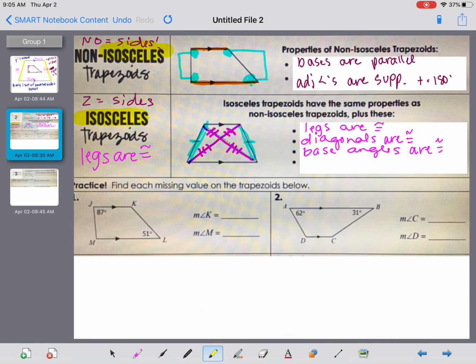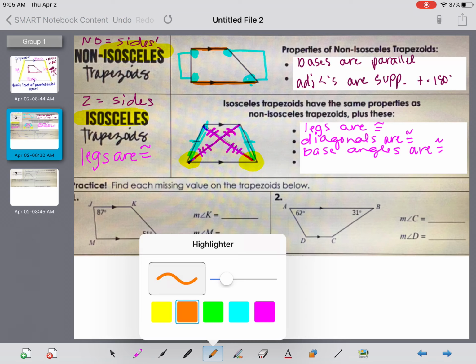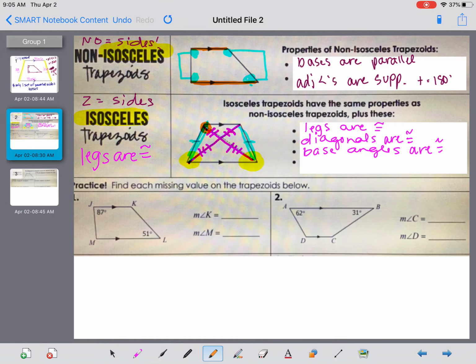Now the next property of an isosceles trapezoid is that the base angles are congruent. And what I mean by that, yellow highlighter, is that this base angle right here, this whole angle down here, is equal to this whole angle up here. Those two are congruent. And orange highlighter, this top angle right here is equal to this top angle right here. Now that's only true with an isosceles trapezoid.